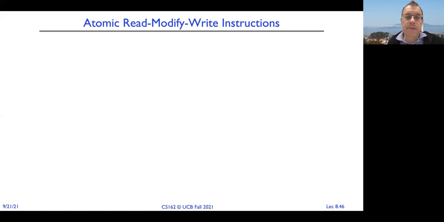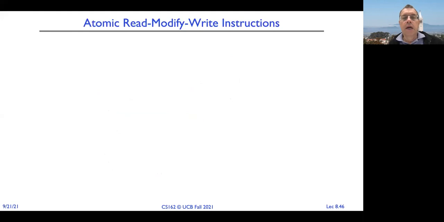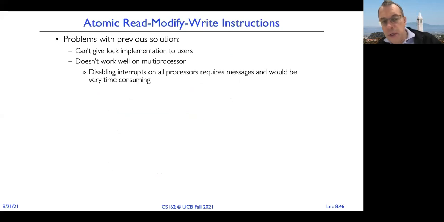So what is the problem? So it is working. Yes, it's working. But there are several issues. You cannot give lock implementation to users. They are going to make mistakes. And now, okay, you can solve that by saying the kernel can do it. And that's a very valid answer. But the other problem, especially with the interrupts, is that it doesn't work well on multiprocessors.